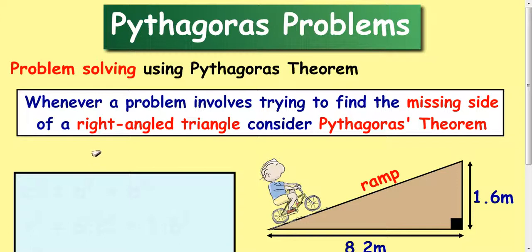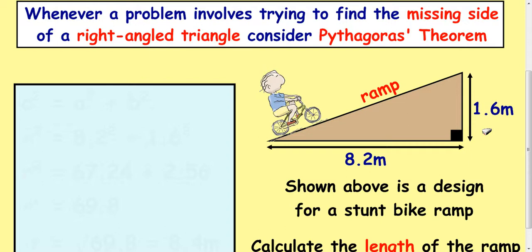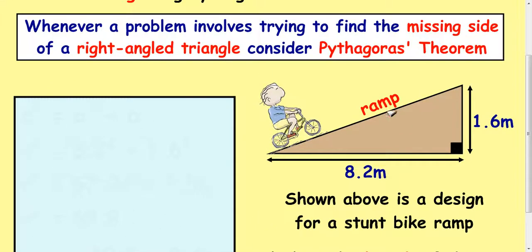Okay, last example here. We can also use this to solve problems. For example, here we have a ramp that has got a right angle in it. The length at the bottom bit of the ramp is 8.2, the height is 1.6. We have to calculate the actual length of the ramp here. So this ramp part here is the hypotenuse, the longest side opposite the right angle.